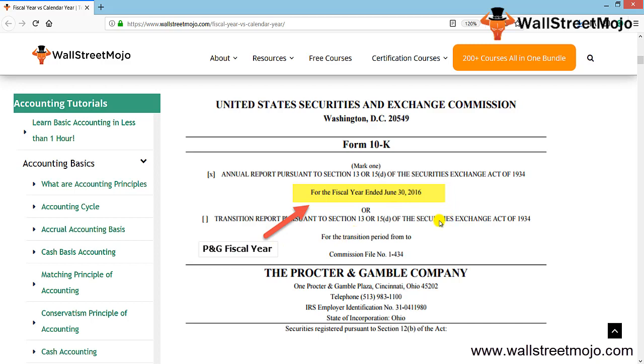So what does this mean exactly? Can we compare Colgate's 2016 calendar year performance with P&G's 2016 fiscal year? What is the rationale for choosing a different financial reporting year than the calendar year? In this tutorial, we'll look at fiscal year versus calendar year in complete detail.